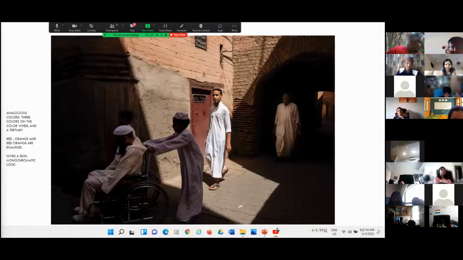The second kind of harmony is called analogous color harmony. These are colors that are next to each other in the color wheel that we saw. Red, orange, yellow, light green versus warm colors, blue. Now here we see in this picture a subdued action of men going for afternoon prayers with one being wheeled. You see the red, the orange, the tertiary red-orange in the background. This gives a richer monochromatic look when we use analogous color harmonies in our composition. I just want you to be aware.